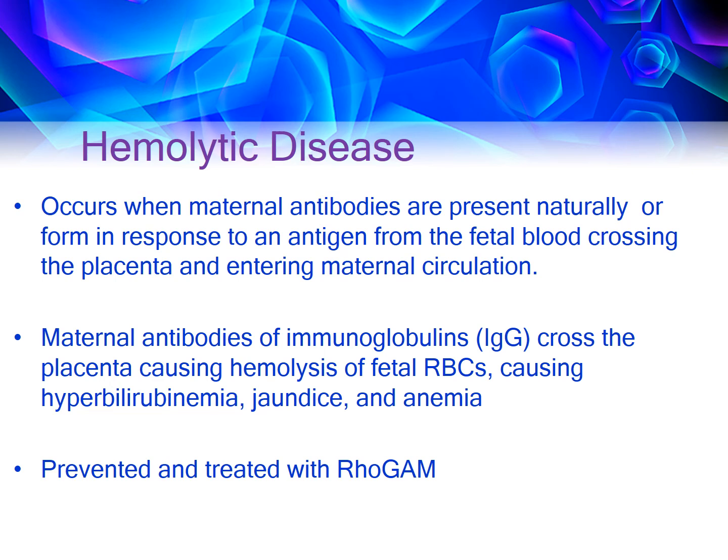So hemolytic disease occurs when maternal antibodies are present naturally or form in response to an antigen from the fetal blood crossing the placenta and entering maternal circulation. Maternal antibodies, or immunoglobulins, specifically IgG, cross the placenta, causing hemolysis of fetal red blood cells, causing hyperbilirubinemia, jaundice, and anemia. Okay, so with our hemolytic disease, what we're trying to do is prevent and treat with RhoGAM.